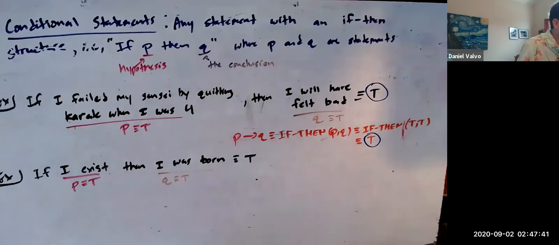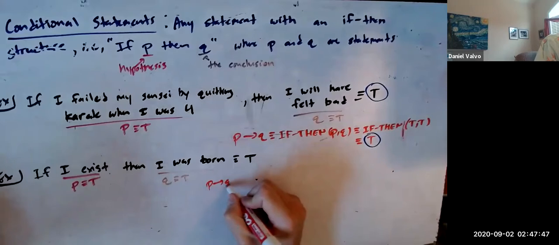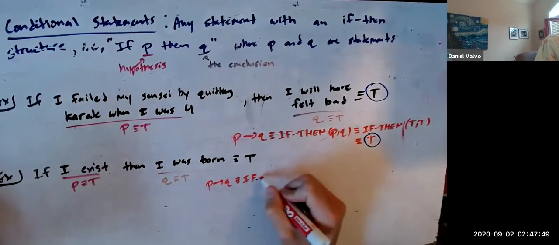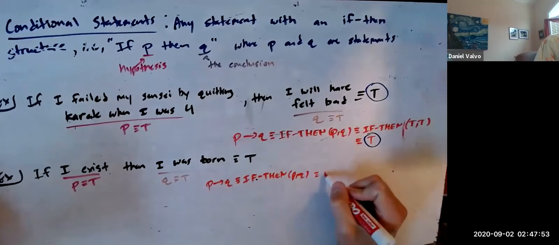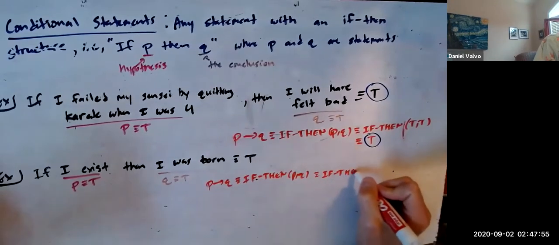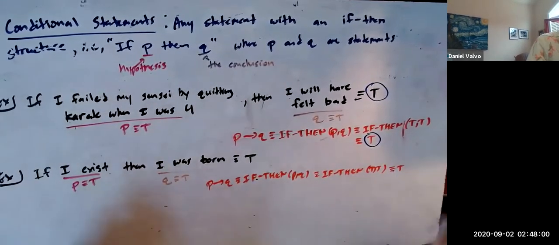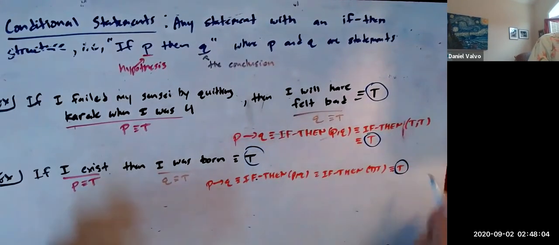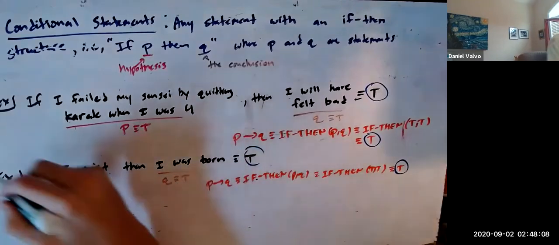But notice, and also we can do the same thing with the truth table, where P implies Q is if-then PQ, which is again if-then true true, which still outputs true. This is pretty analogous to what we just did up there. But the point is, this is not cause and effect.